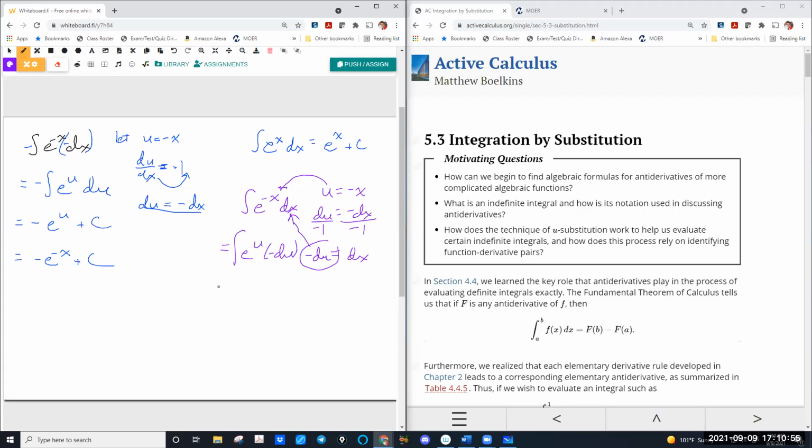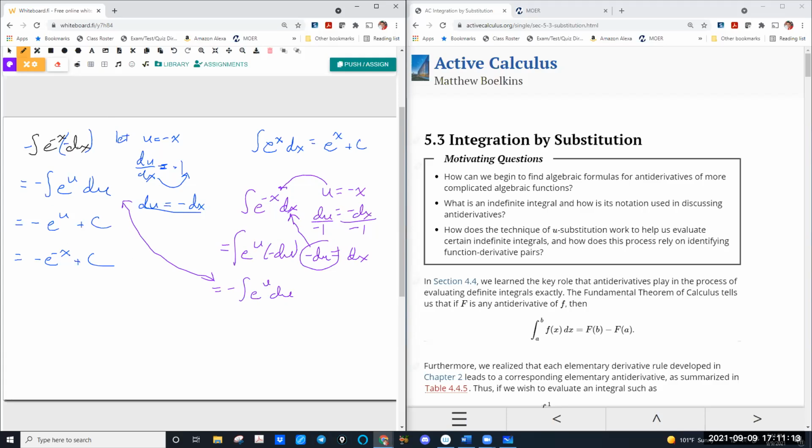Now we'll pull that negative out front. So negative e to the u du. And you can see we get the exact same thing. So I want you to do whatever you are most comfortable with.